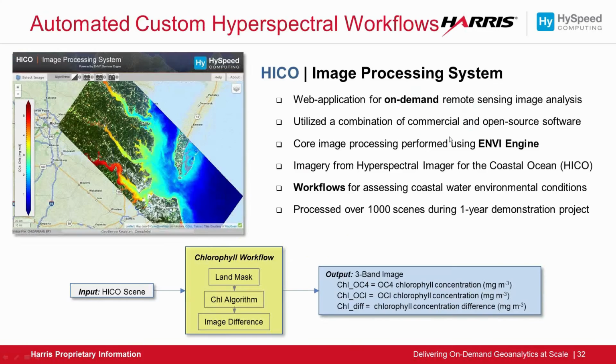Our first example is a customized geospatial application. It's called the HyCO Image Processing System, HyCO IPS for short. Tends to be a mouthful to keep saying the entire name. So this is a web application for on-demand processing of hyperspectral imagery from the HyCO sensor on the International Space Station.